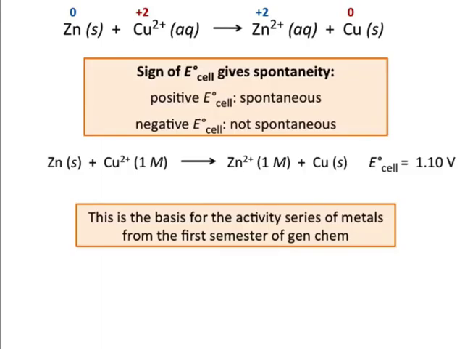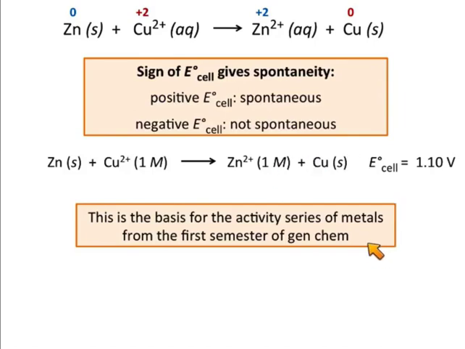Now another cool thing here is that the sign of the cell voltage gives you spontaneity. So if this number is positive, it's a spontaneous reaction in the way you have it written. And if it's negative, it's not spontaneous. Now remember, we're at 1 molar, and so this is just like Gibbs free energy, delta G naught. This tells us if you have 1 molar of everything, which way is it going to go? If you're at different concentrations, it'll be different, and we'll see that in subsequent videos.